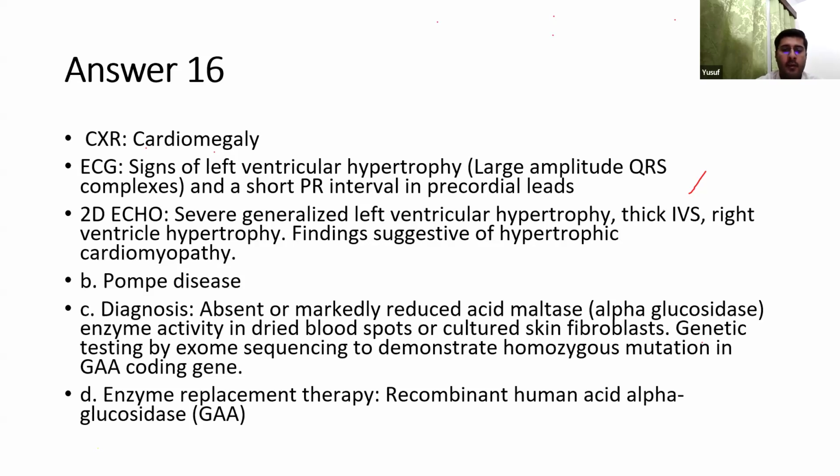How do we diagnose this? There are absent or markedly reduced levels of acid maltase, and there is enzyme replacement therapy for this condition, which is recombinant human acid alpha glucosidase. It is alpha glucosidase deficiency, so you provide alpha glucosidase as an enzyme replacement modality.